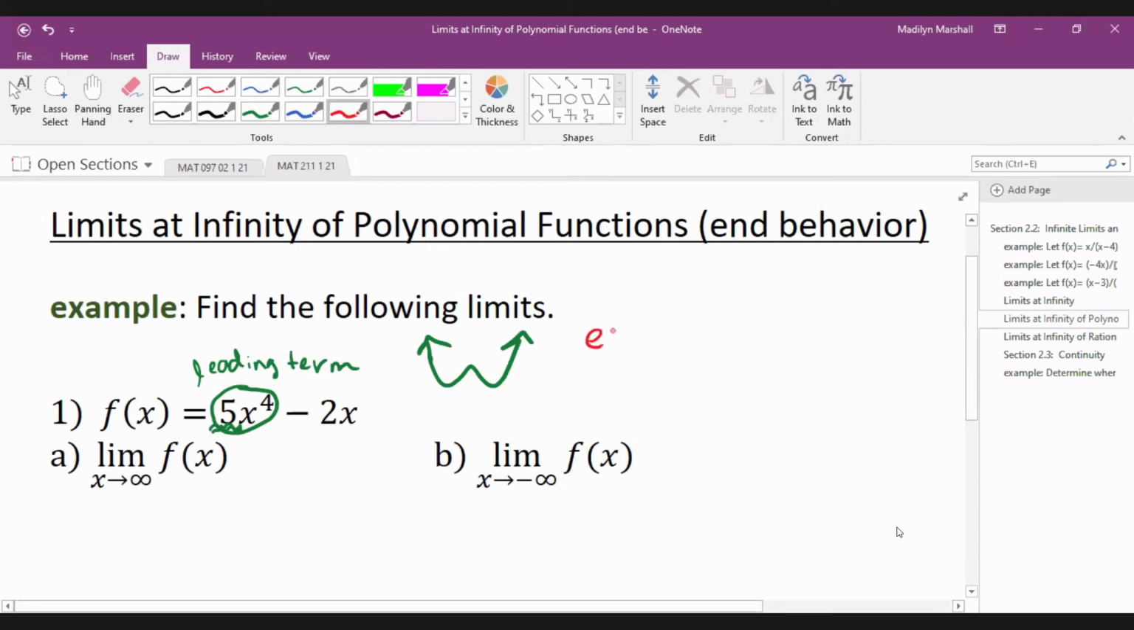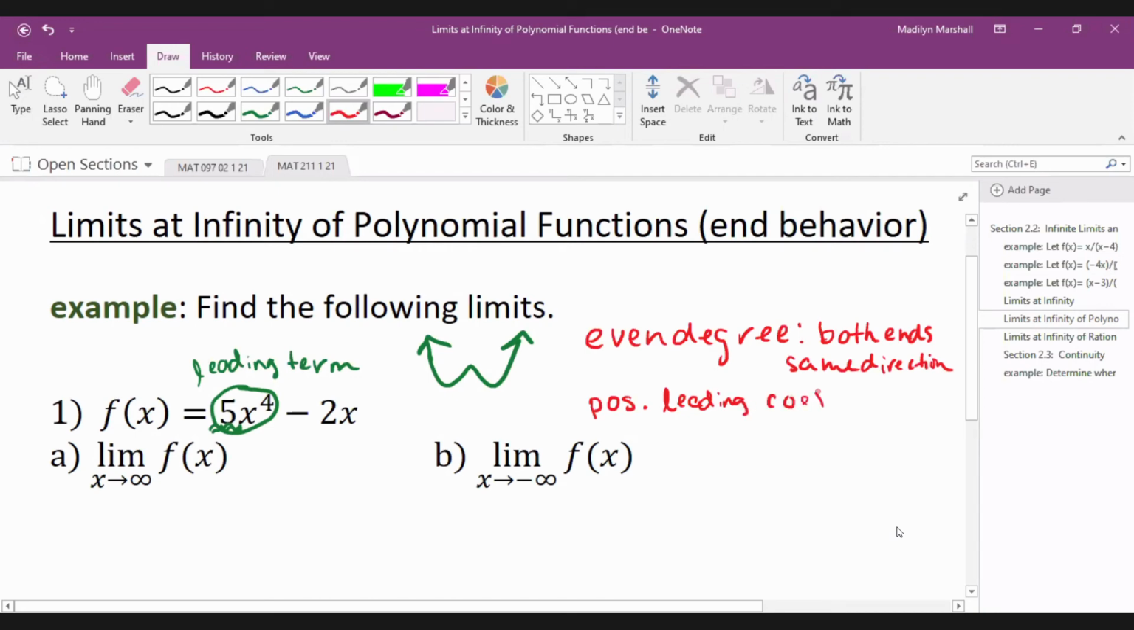So even degree, both ends go in the same direction, and a positive leading coefficient means they're both up. So just knowing the general shape, we don't have to graph this into a perfect graph of this particular function. All we need to know is that it's even and has a positive leading coefficient.